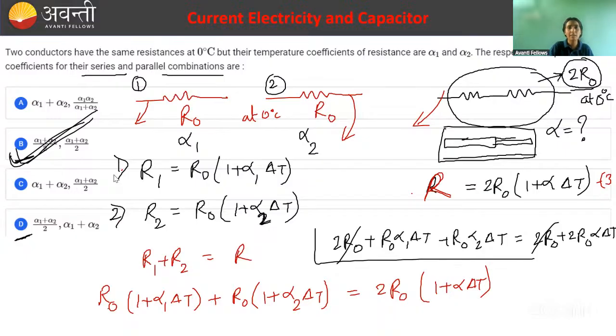This came in JEE Mains. This is a PYQ of JEE Mains.